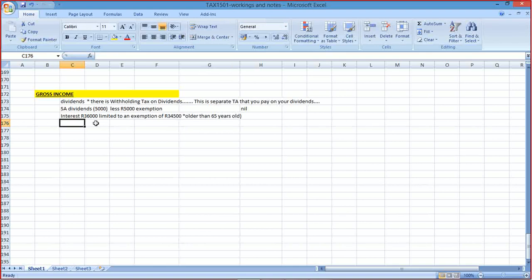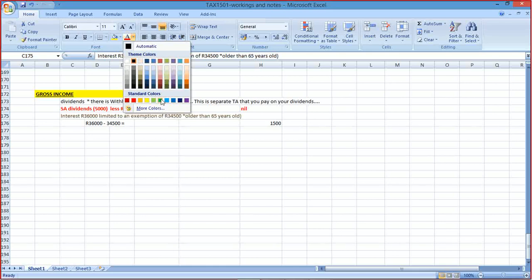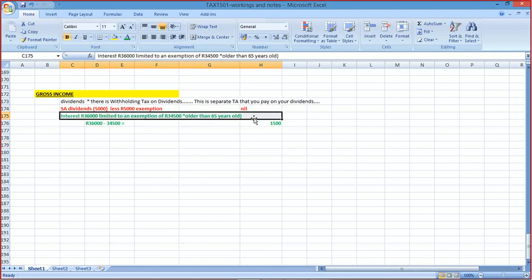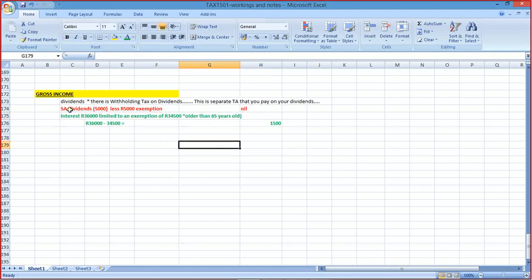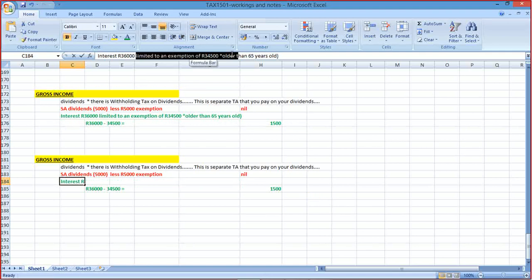Then I would write that down in my working. Exemption of 34,500 brackets older than 65 years old. Okay, so what would you do? I would show 36,000 minus 34,500 equals, and then I would show that as part of his gross income. So you would show dividends of that, which are exempt, and you would show interest at 1,500. So you show it, but then you minus the exemption.